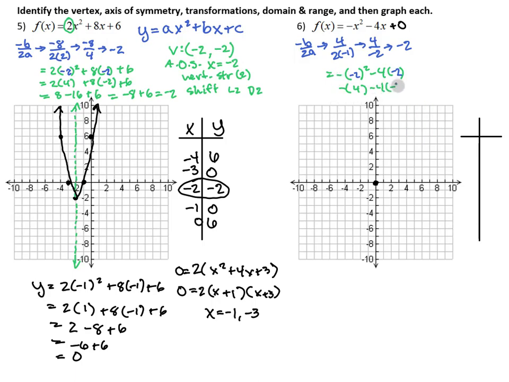And now we'll go back through and multiply. -1 times 4 is -4. -4 times -2 is +8. And when I add those two together, -4 and +8 make +4. Our vertex is at -2, +4.